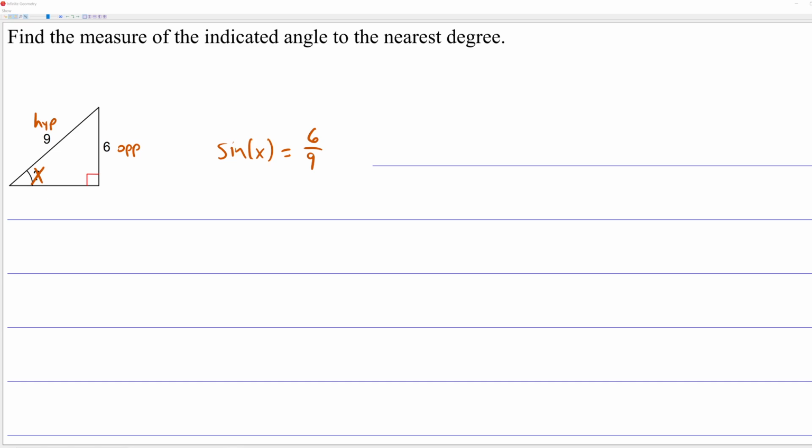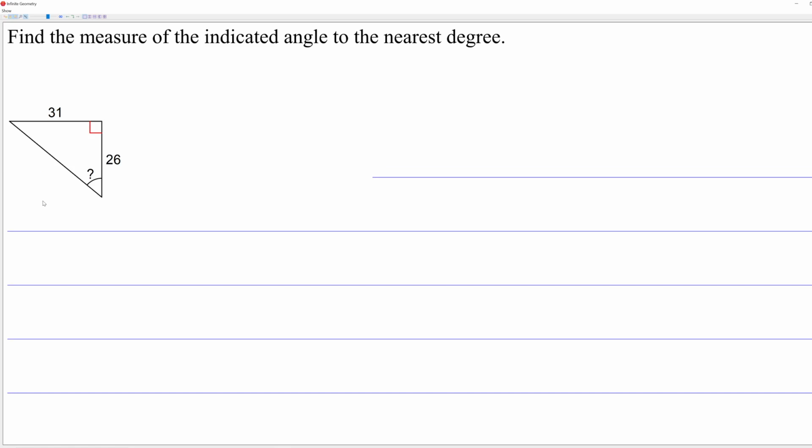I think we have one more, and you could probably guess what it's going to involve. Again, we have an angle, which I'll call x once again. We have the opposite side. We have the adjacent side. Angle, opposite, adjacent. We use the tangent function. So the tangent of x is 31 over 26. Solve this equation, and once again, you're done.